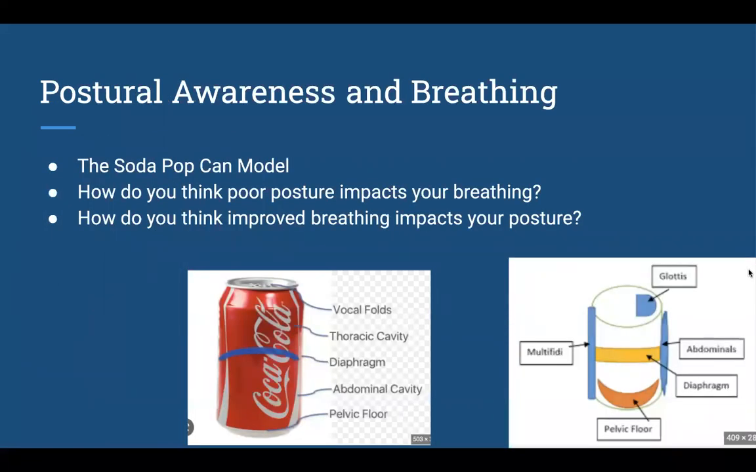So this soda can model that I talked about, the soda can, soda pop, not really sure, but what this talks about is that the soda can resembles our upper half. So the top of the soda can is like our vocal cords, where air enters into our body. My Spindrift bottle is ever so conveniently laid out. So the white part is going to mimic the thoracic cavity. This line here, that's where our diaphragm lives. And our diaphragm separates the thoracic cavity, where your lungs are, from your abdominal cavity. And then the bottom is where your pelvic floor is.